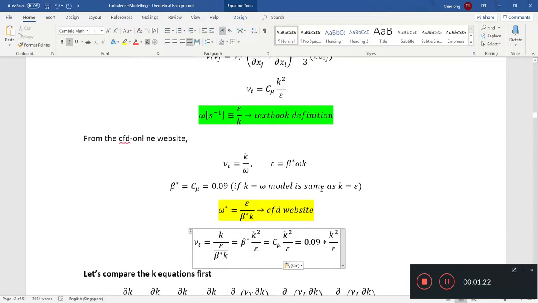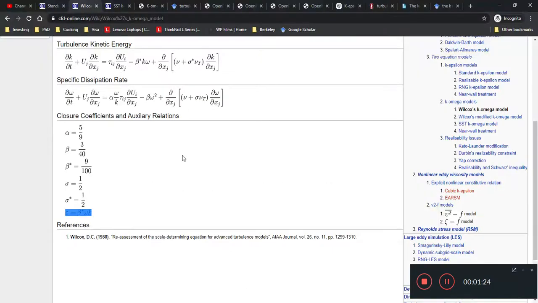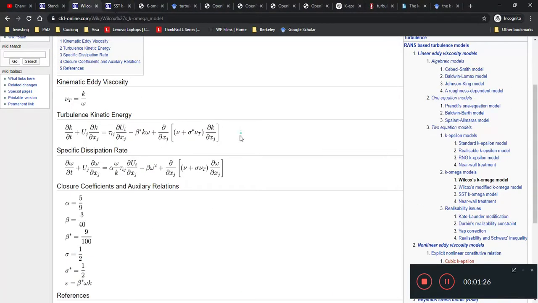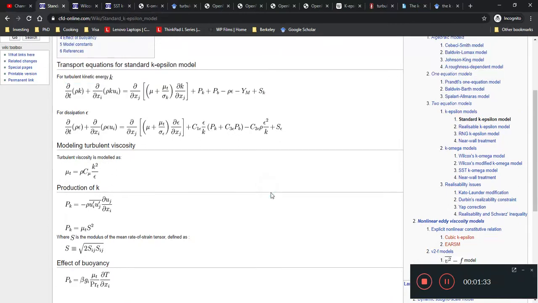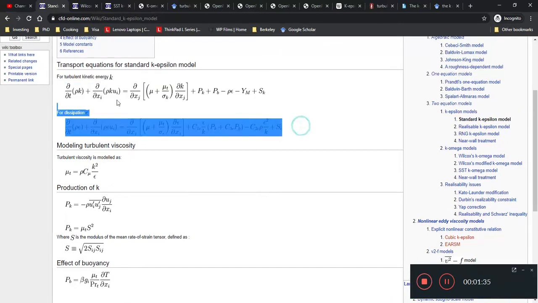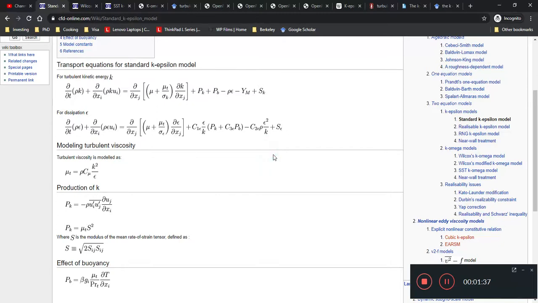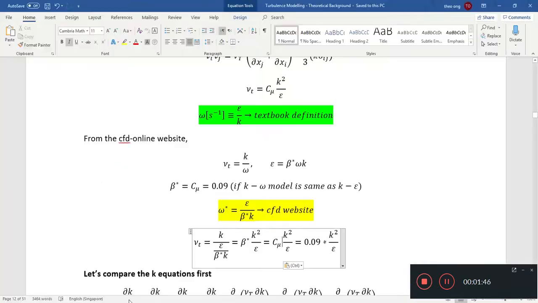So next, we want to compare the k equations between the k-omega model and the k-epsilon model, just to get some understanding. We are kind of familiar with the k-epsilon model, so we can start from here first. What I did is I typed this equation out in Word, and this is what we get.